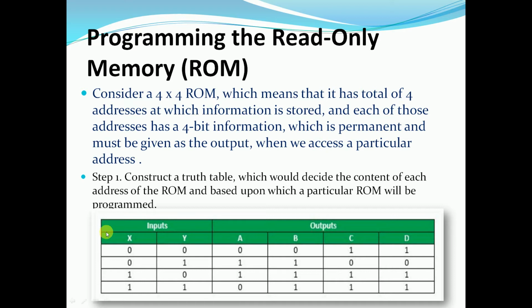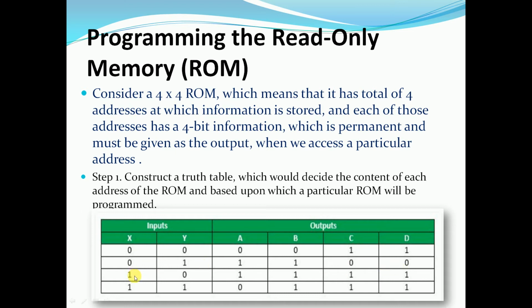Our first step is to construct a truth table which would decide the content of each address of ROM, based upon which a particular ROM will be programmed. So the input goes like this. There are two inputs X and Y and there are four outputs A, B, C, D. First we will input 0, 0 and our output will be 0, 0, 1, 1. Second we will input 0, 1 and our output will be 1, 1, 0, 0.